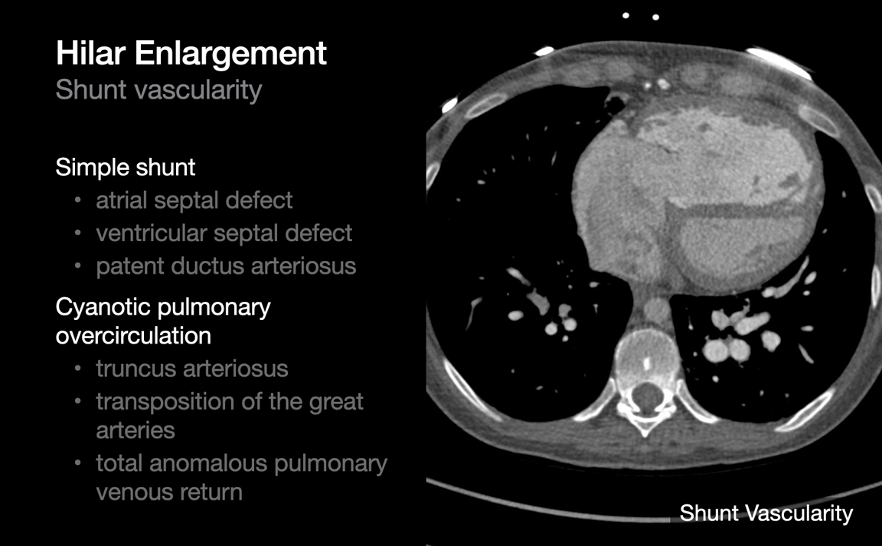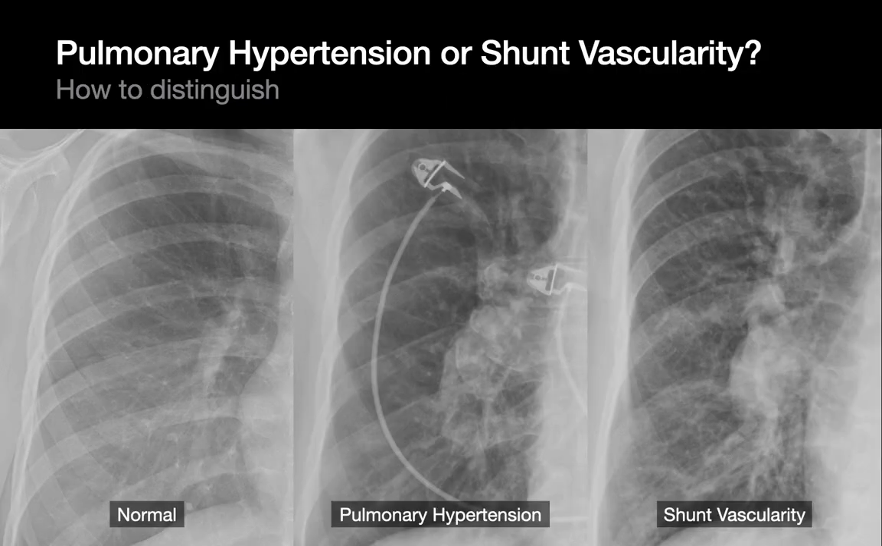Shunt vascularity can sometimes be tricky to differentiate from pulmonary arterial hypertension on chest x-rays, but one helpful tip is to look at the peripheral pulmonary vessels. In pulmonary hypertension, the hilar vessels are enlarged, but the peripheral vessels are normal or small. People refer to this as pruning. In shunt vascularity, however, the hilar vessels are enlarged and the peripheral vessels are enlarged too.